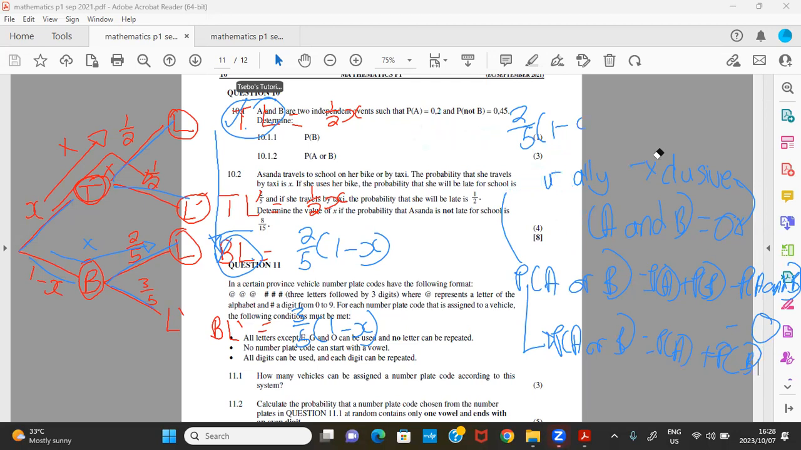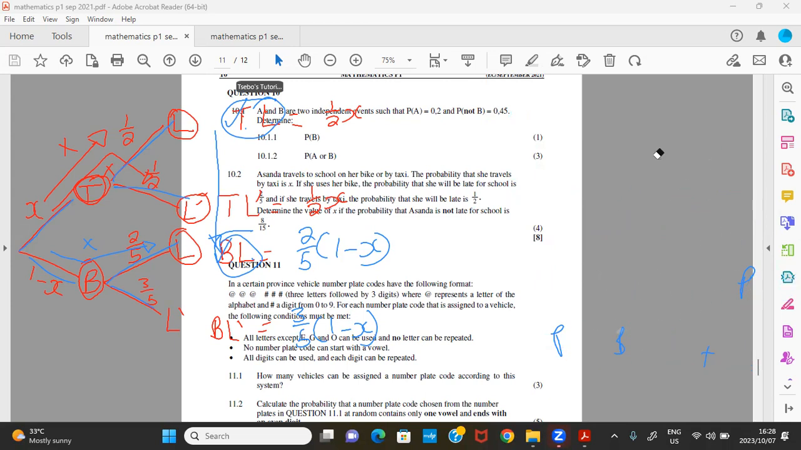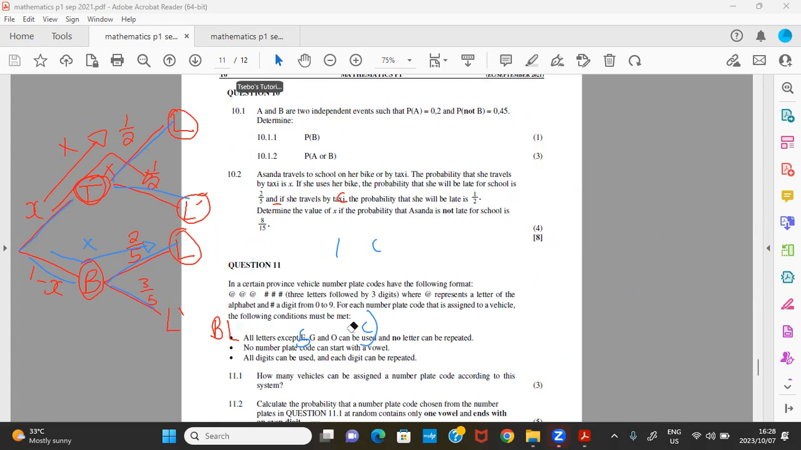But then, okay, let's go back to the question at hand. So let me just fix this diagram a bit so you can see it properly. Let's erase here, here, here.